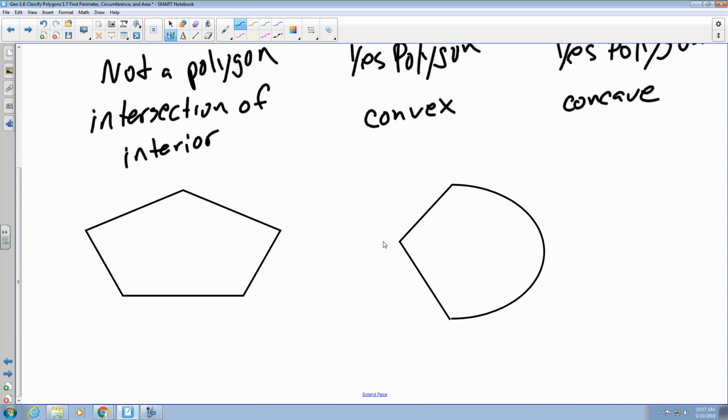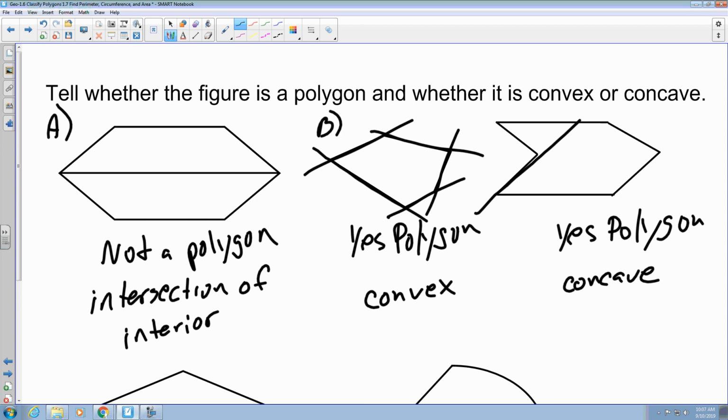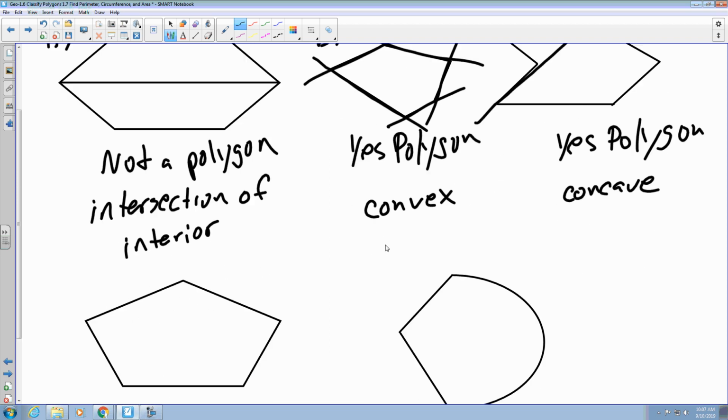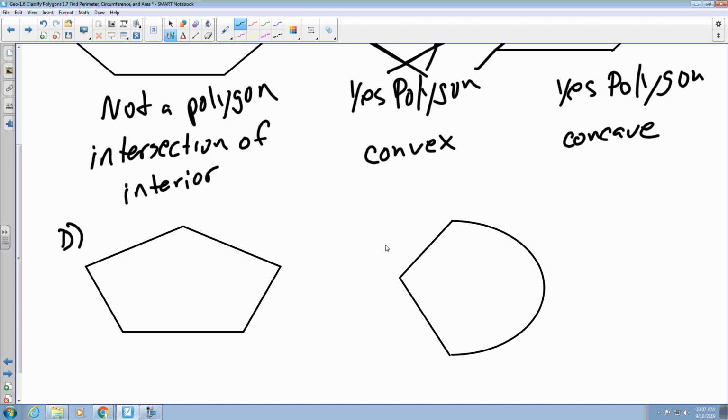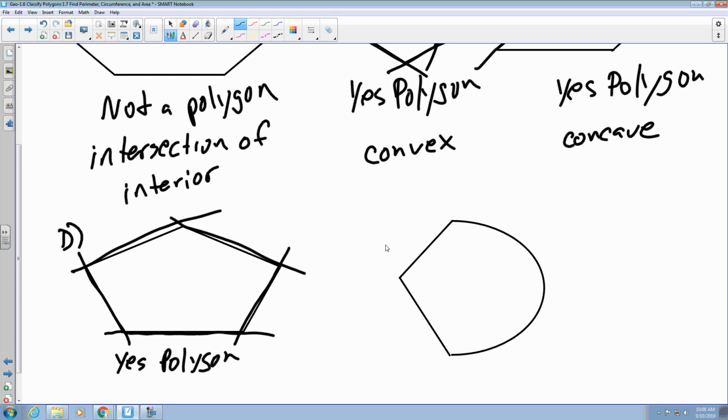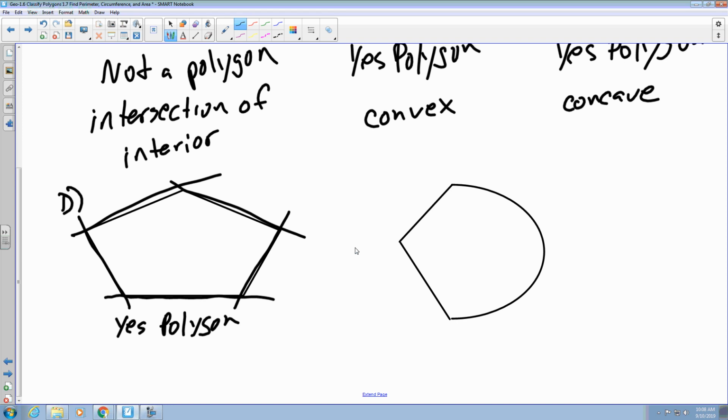This one here, again, let's call this B. We'll call this one C. This one is part D. All right, polygon. Yes, it is. All right, got to determine if it's convex or concave. I got edge here. Nope, nope, nope, nope, and nope. So it worked for all the sides here. So there was no intersection of the interior. Convex.